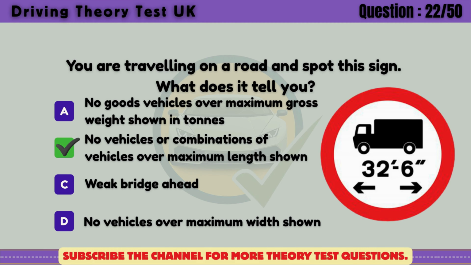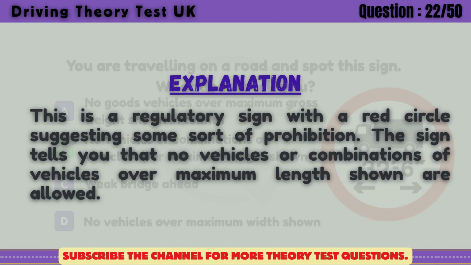Answer is B. No vehicles or combinations of vehicles over maximum length shown. This is a regulatory sign with a red circle suggesting some sort of prohibition. The sign tells you that no vehicles or combinations of vehicles over maximum length shown are allowed.